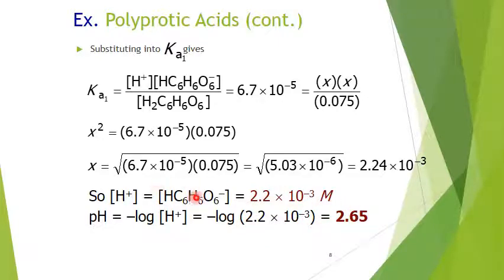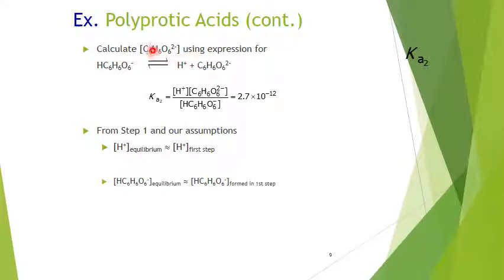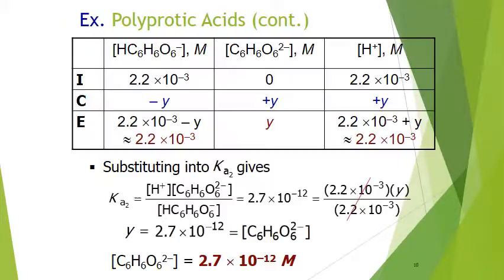Now we're going to take this value, the conjugate base, to figure out our amount of the conjugate base of the second acid. Here's our conjugate base from the first part, here's our H plus, and here's our conjugate base that we want to find, and here's our equation. We're saying that H plus doesn't change, and that the amount of this conjugate base doesn't change either.